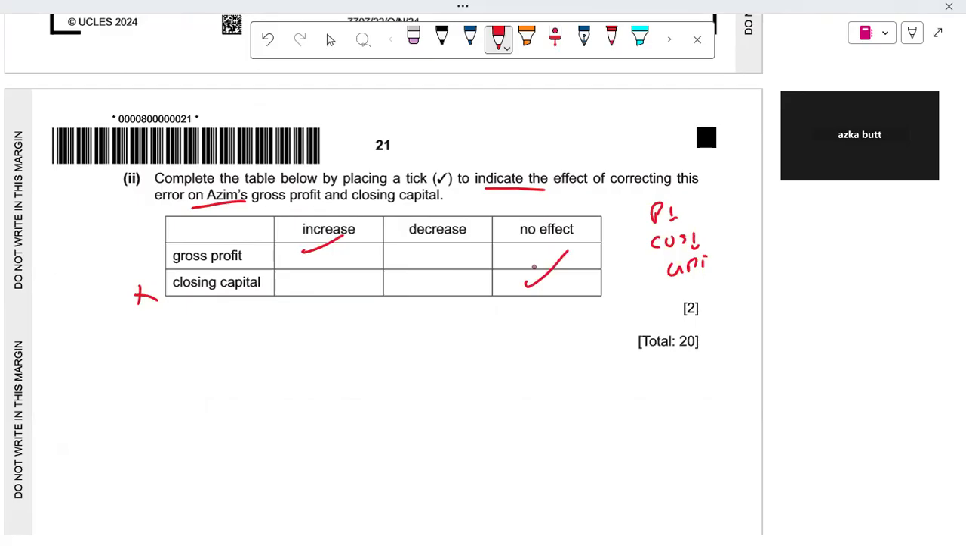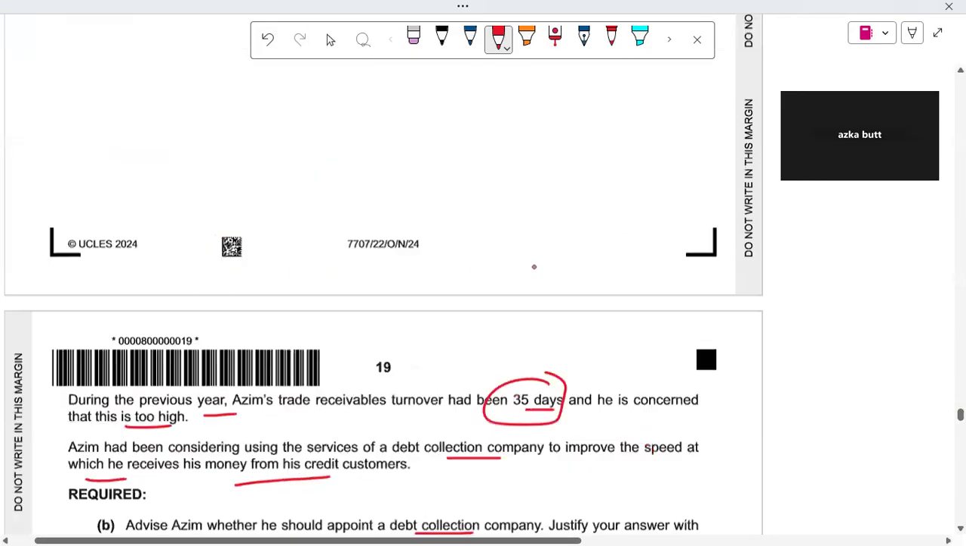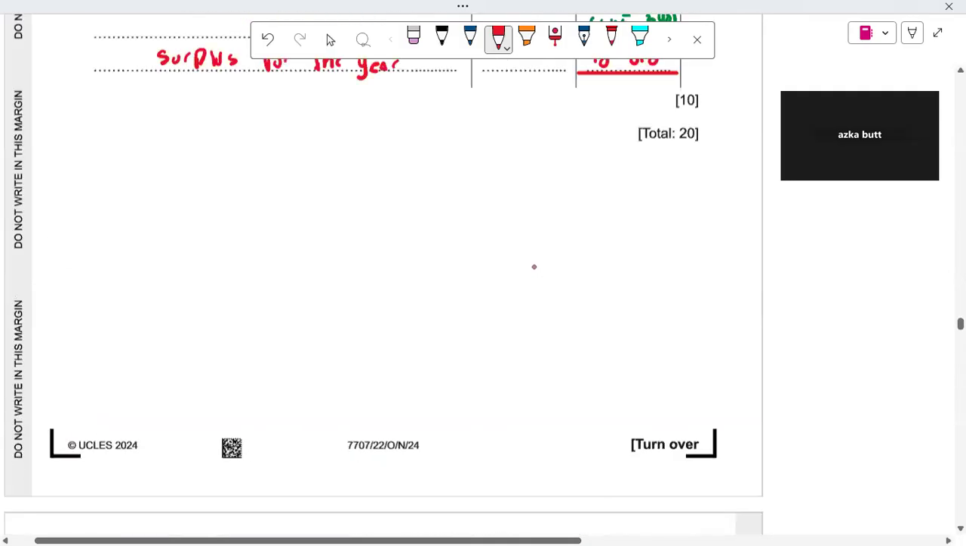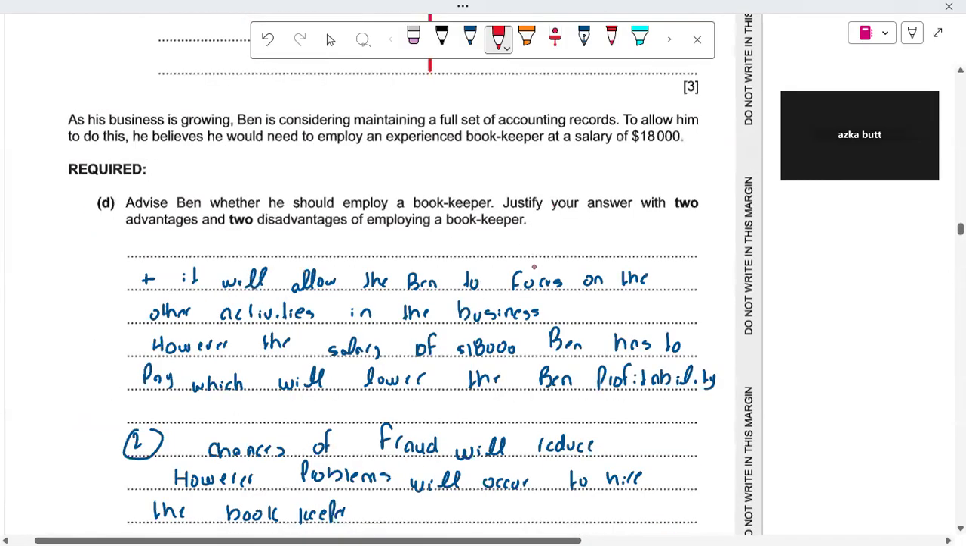So this is it for today. We have completed the whole paper. This is a very tiring paper for me to solve the whole paper for you guys.